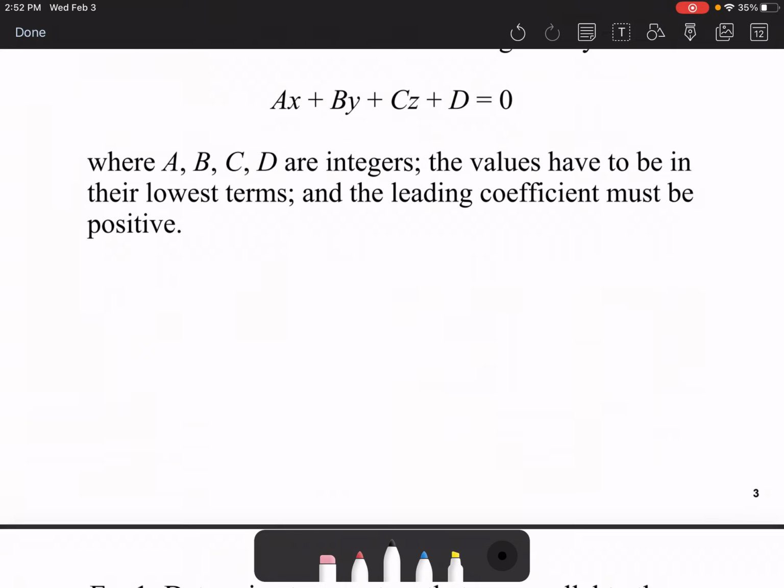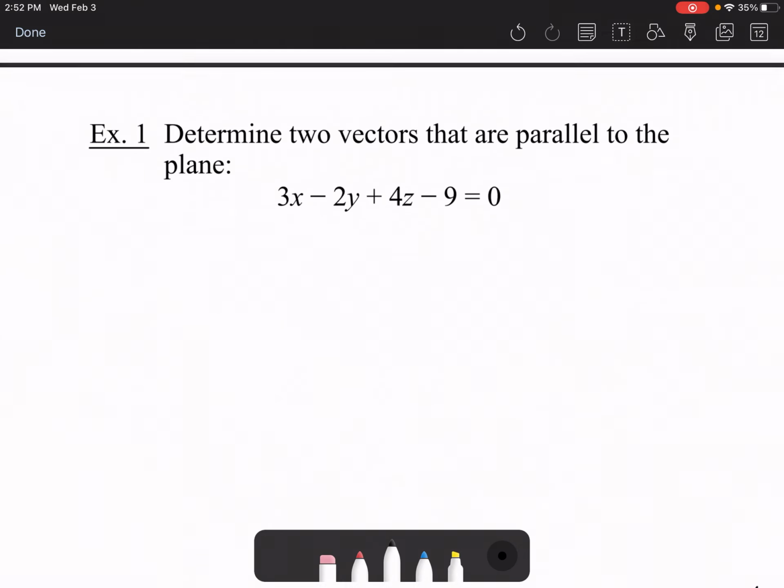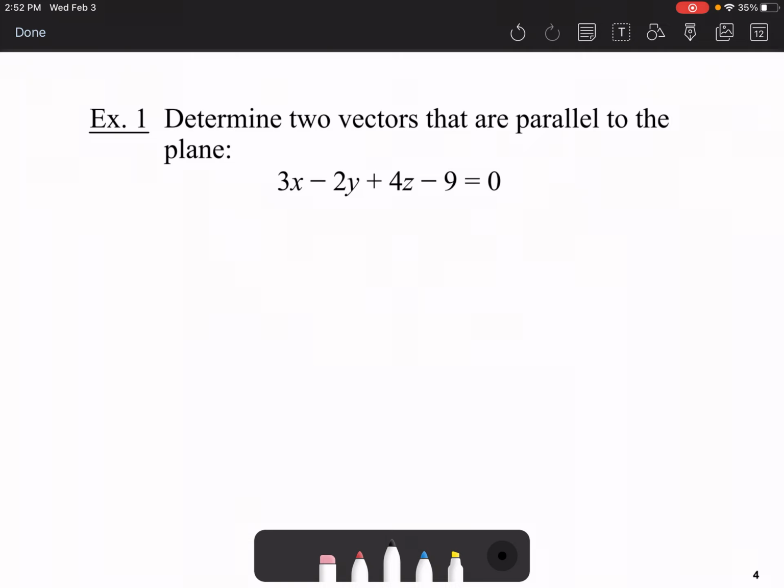Okay, so moving right along. What we're going to do is use this information to determine two vectors that are parallel to this plane. In order for a vector to be parallel to the plane, it must actually lie in the plane. So first of all, I'm going to find some points.